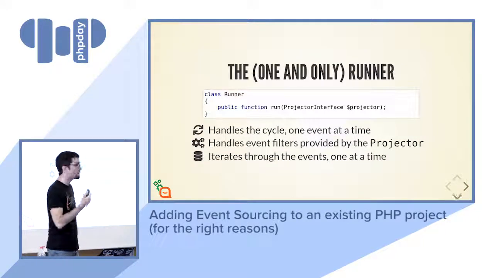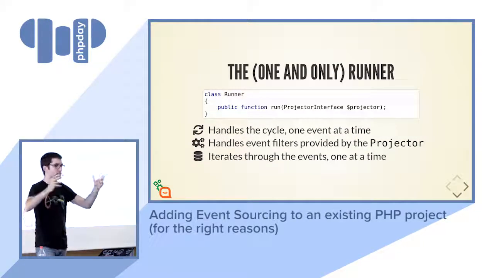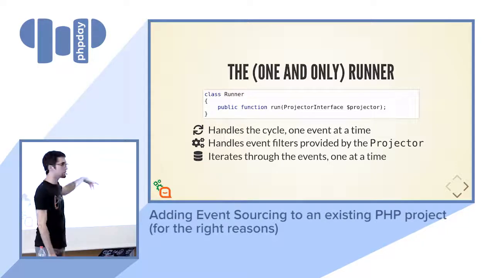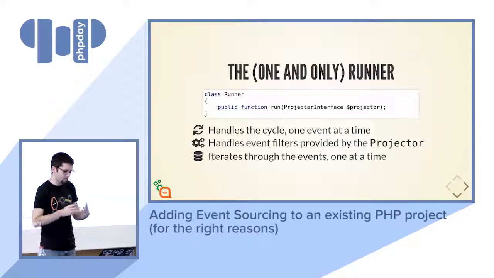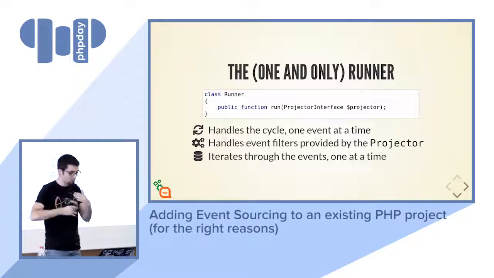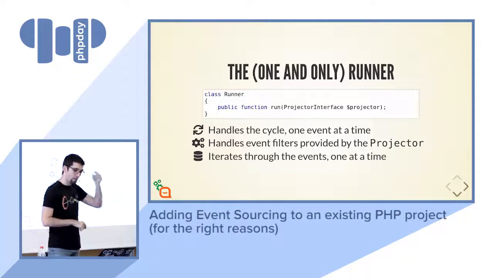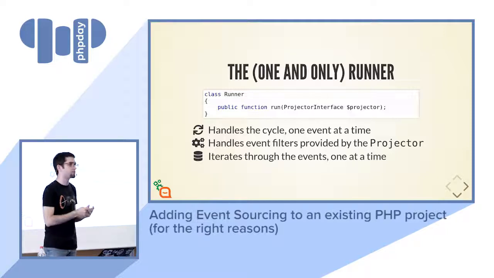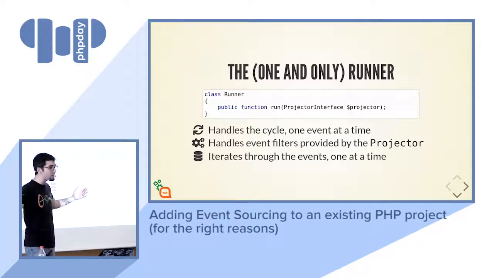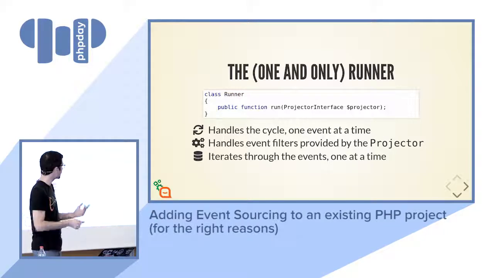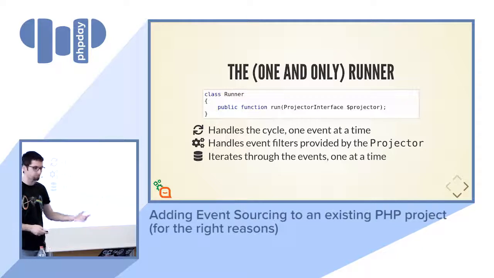The one and only runner is just something that executes the projector. It's just a class with one single public function, which is obviously run, and it gets a single argument, the projector. This class is able to handle the cycle, go through all the events, and it gets the filters that it needs from the projector, and is able to iterate easily. And since the collection of all the events is really big, I'm talking about millions of documents, you have to handle the memory stuff and all the things that you normally do in a long process in PHP.